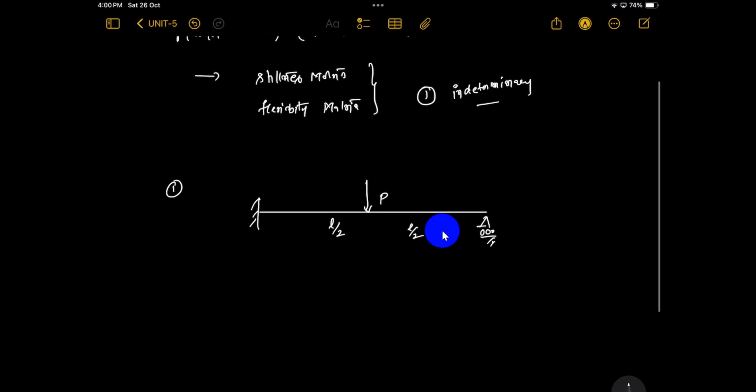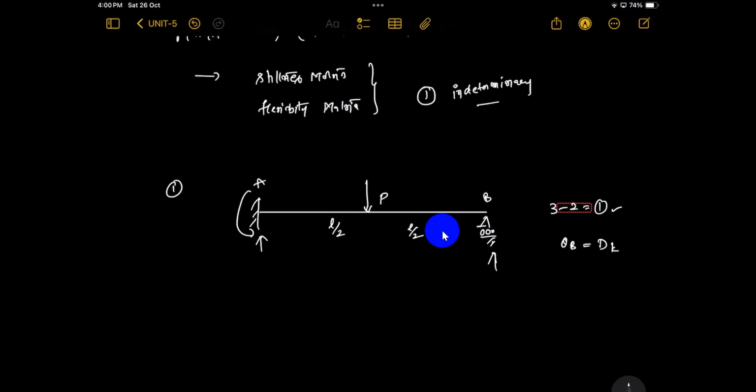So what is the static indeterminacy? 3 minus 2, 1. There is no horizontal force. We can't consider the horizontal forces, they are equal to 0. That's why we just remove that equation. So 3 minus 2, 1. So what is the kinematic indeterminacy? Again 1. This is A, this is B. Theta B is the kinematic indeterminacy.